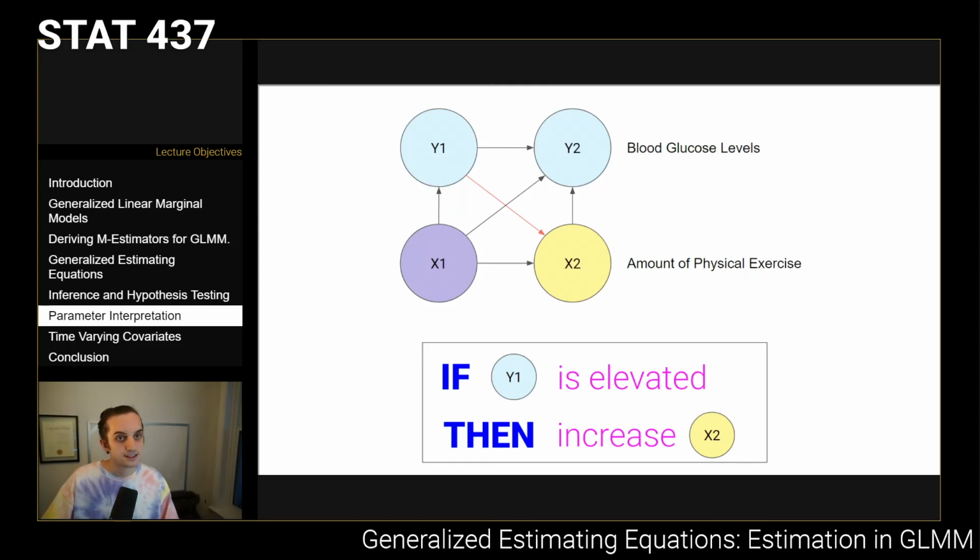However, there's an observed phenomenon, which is that whenever someone has an elevated blood glucose level, that forces them to start working out more, or to have higher physical activity in the next period. So if Y1 is elevated, then we increase X2. So Y1 is going to be predicting X2. If Y1 is high, then we'd expect X2 to be slightly higher. As a result, Y1 is not going to be independent of X2, even if we know what X1 is, because Y1 is going to be influencing X2.